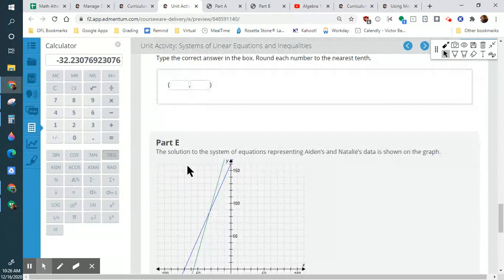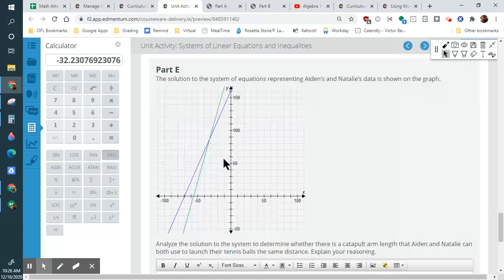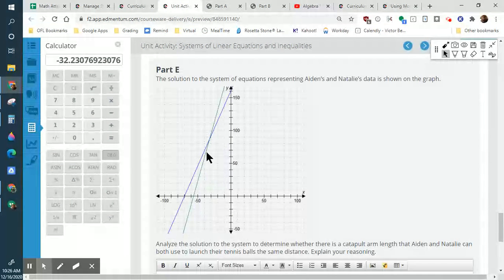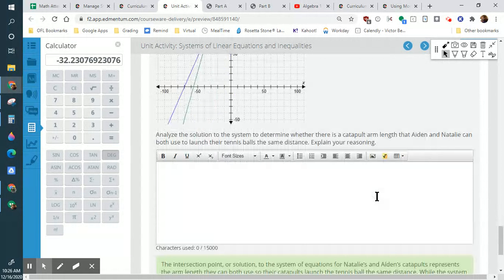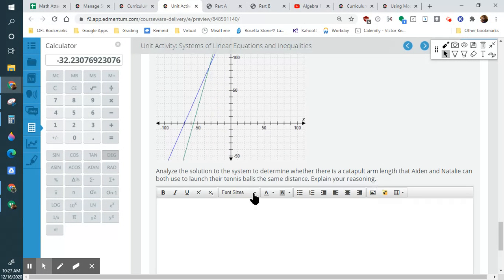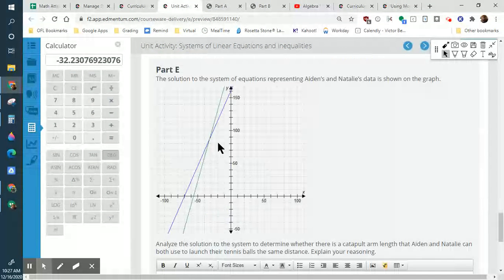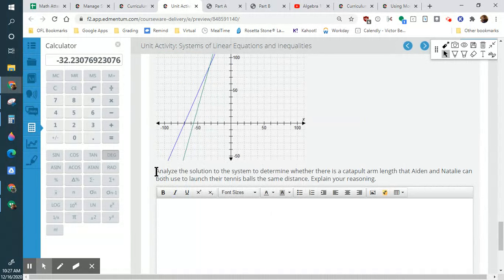All right, so the solution. I solved for x, and x was a negative number, right? We got this here. So analyze the solution. What we want to think here is, again, I didn't solve for the y value, but we don't need it to solve for part E. Analyze the solution. If x represents how long the arm is, can we have a negative length, right? That doesn't make any sense. You can't have a negative arm length. It can only be positive.